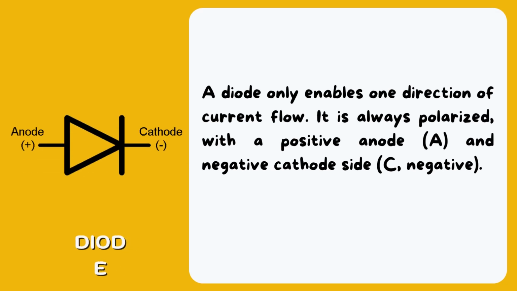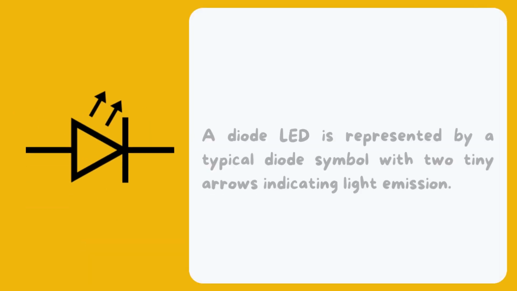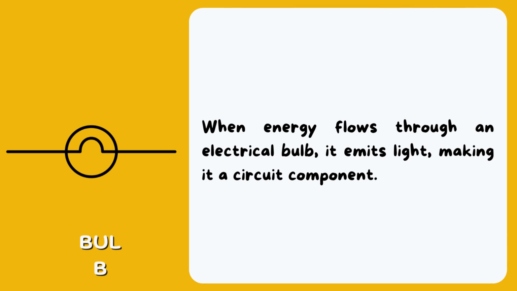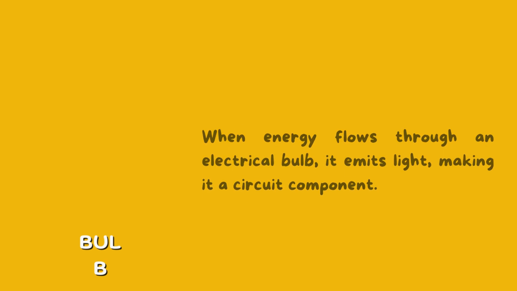Diode: a diode only enables one direction of current flow. It is always polarized, with a positive anode, A, and negative cathode side, C. LED: a light-emitting diode is represented by a typical diode symbol with two tiny arrows indicating light emission. Bulb: when energy flows through an electrical bulb, it emits light, making it a circuit component.